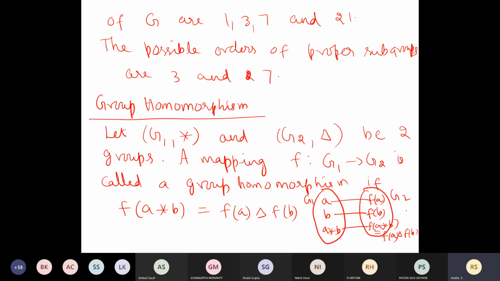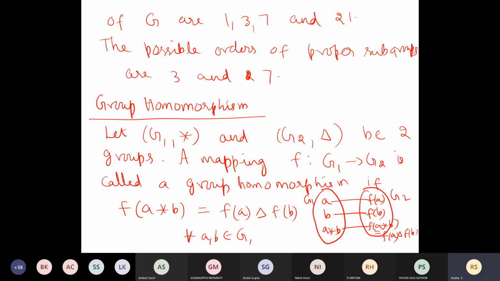Delta is an operation in G2, right? That's the thing they are saying. So f of A star B is f of A delta f of B. So if this is satisfied for all, very important, for all A, B in G1, then I can call that particular mapping a group homomorphism.